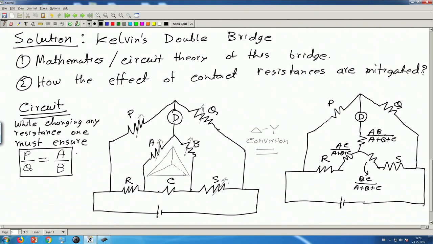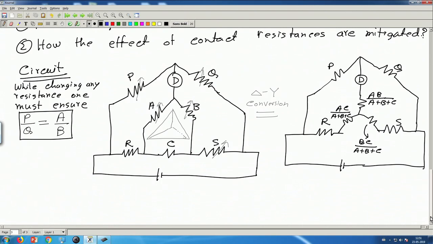Now, so this is the equivalent circuit of this bridge, and now you see that this bridge looks like a Wheatstone bridge. It has four arms. So this looks like a Wheatstone bridge.